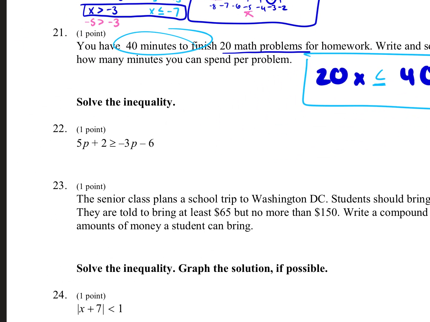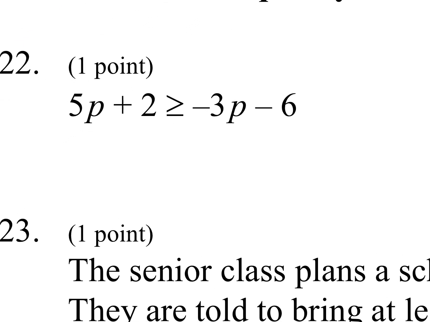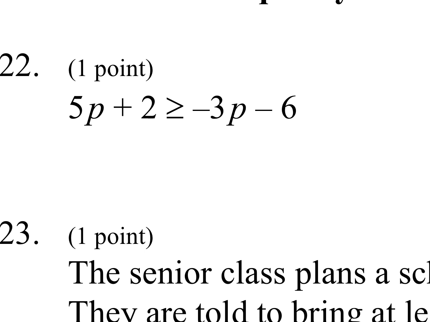All right, for 22, we're solving the inequality. What should I do first? Skylar. 3p to the other side. Perfect. If I ever have more than one variable, I'm going to combine the variables. So I want to get the variables on one side, the constant numbers on the other. So I'm going to move my variables to one side by adding 3p. So that makes it 8p plus 2 is greater than or equal to negative 6.